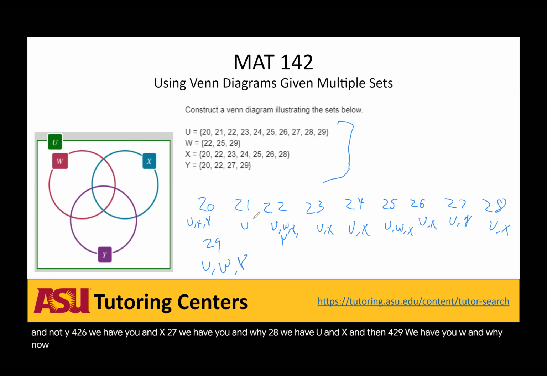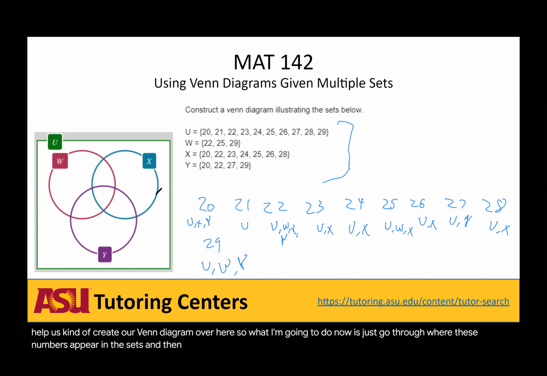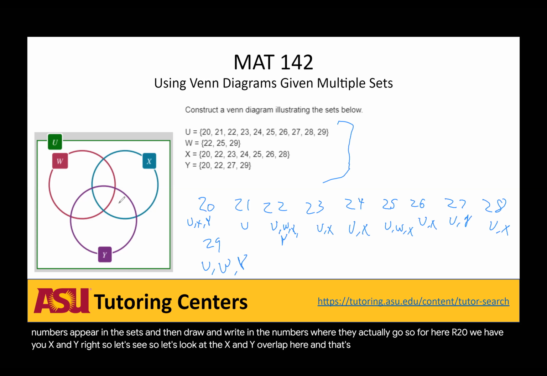Now, you're probably wondering, this looks like a big giant mess, right? But we can actually use this to help us create our Venn diagram over here. What I'm going to do now is go through where these numbers appear in the sets and then draw and write in the numbers where they actually go. So for 20, we have U, X, and Y. So let's look at the X and Y overlap here. That's where 20 will go.